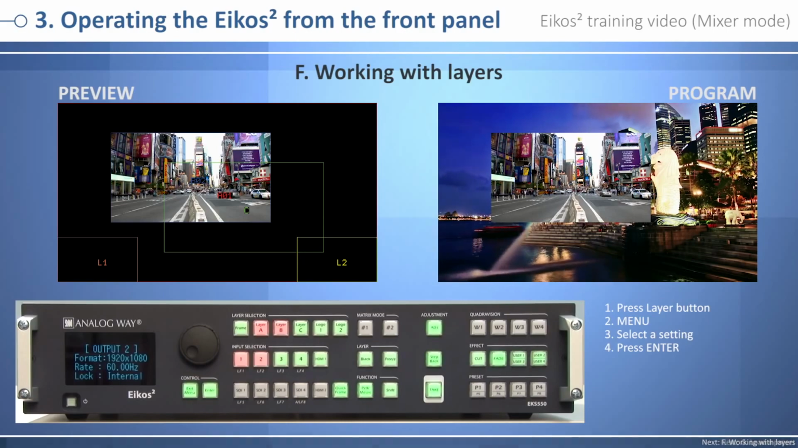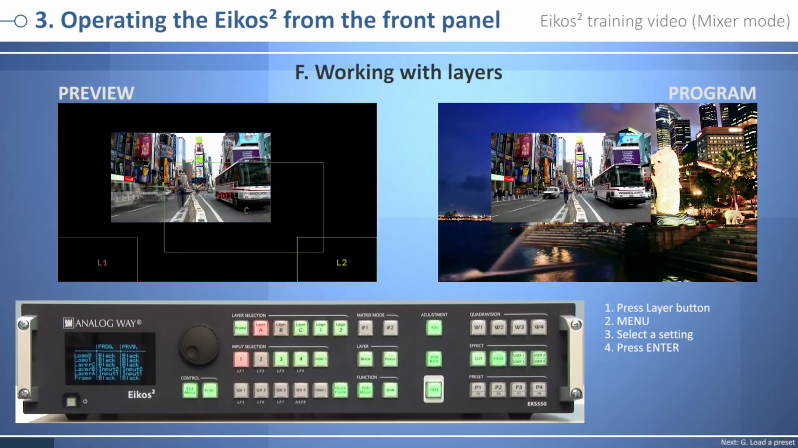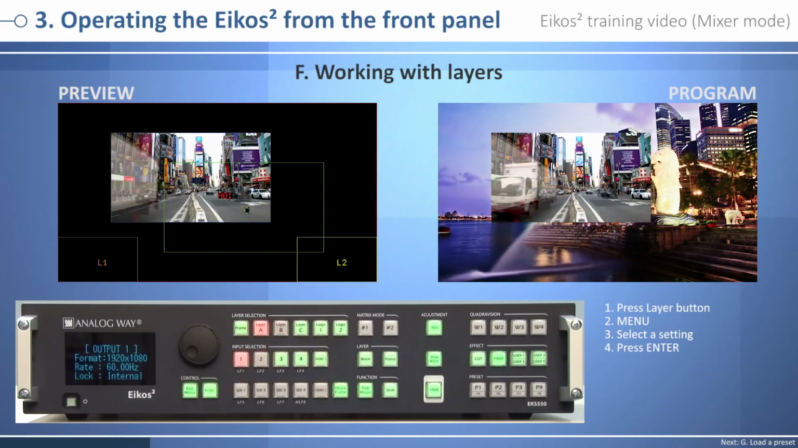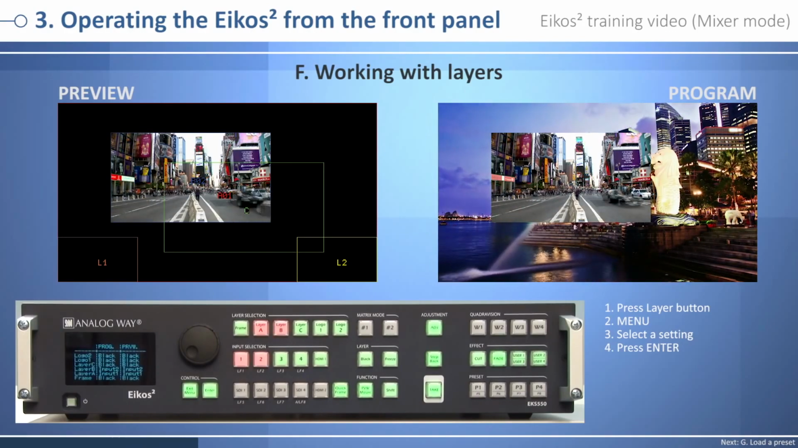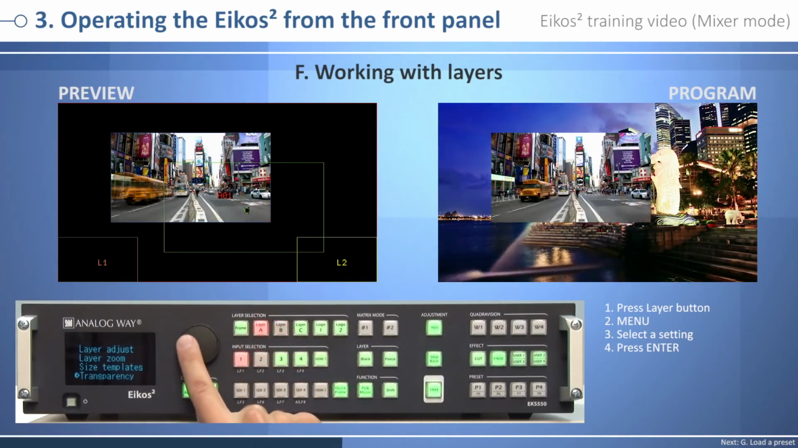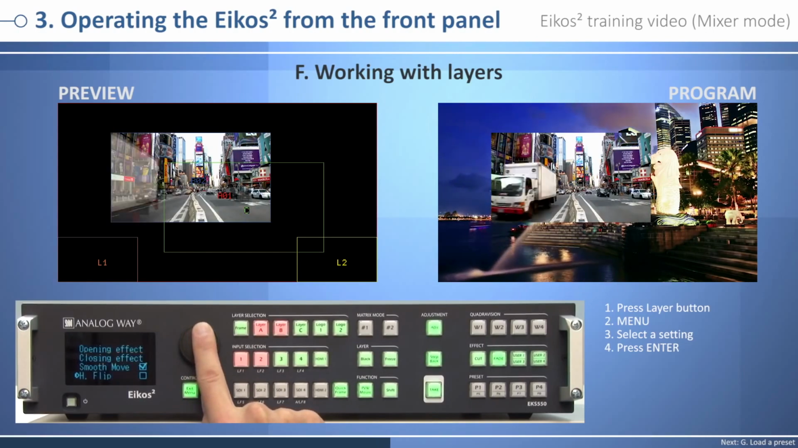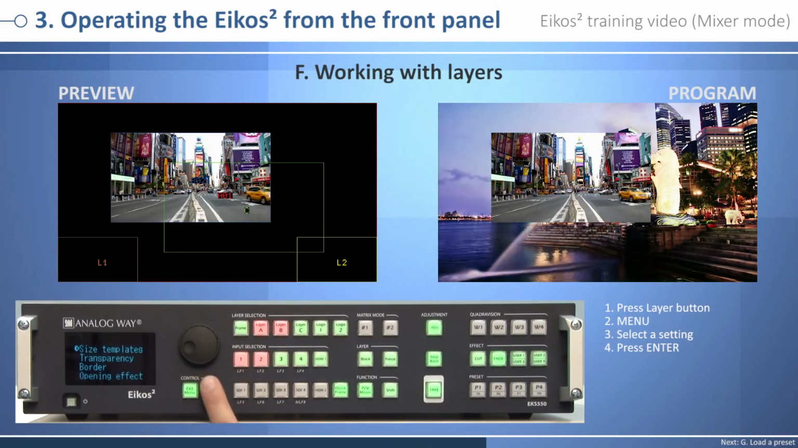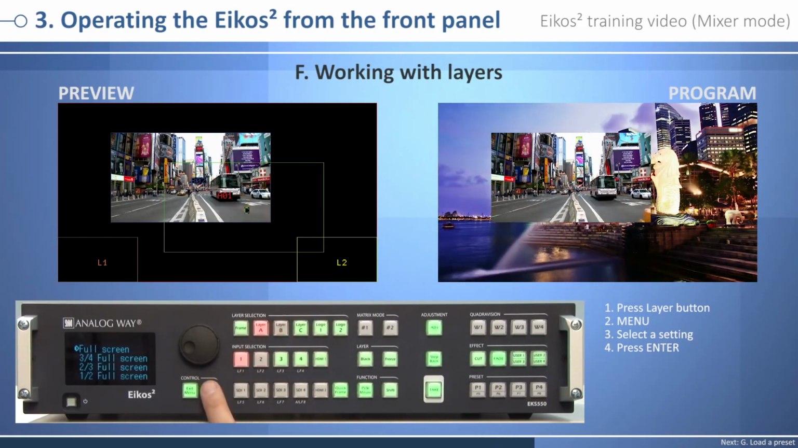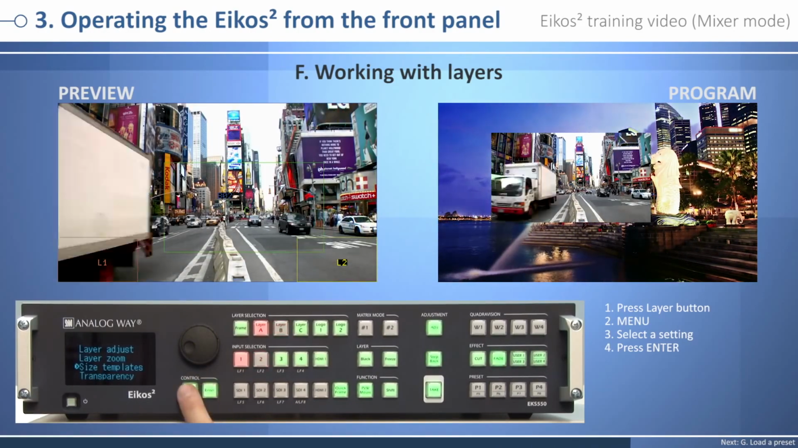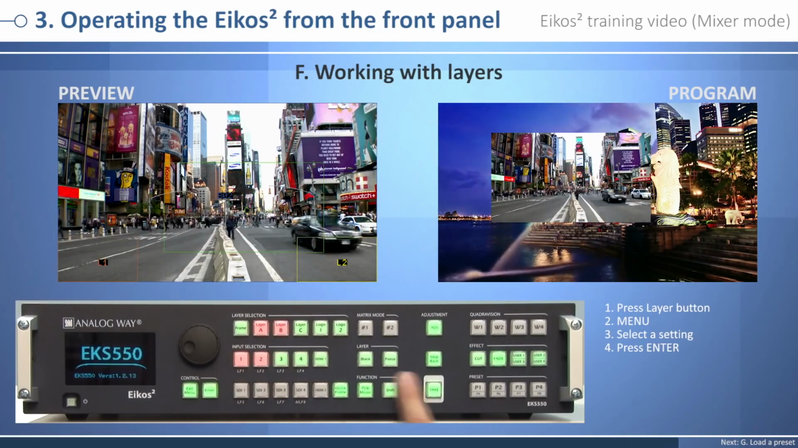Working with layers. Once a source is assigned to a layer, you will have access to layer settings in the Layer menu or directly by pressing the Layer button. The available settings depend on the layer selected. Layer Adjust, Layer Zoom, Size Templates, Transparency, Border, Opening and Closing Effect, Smooth, Move, Status. All changes have to be validated by pressing the Enter button in order to be saved. Press Take to view the result on the program screen.